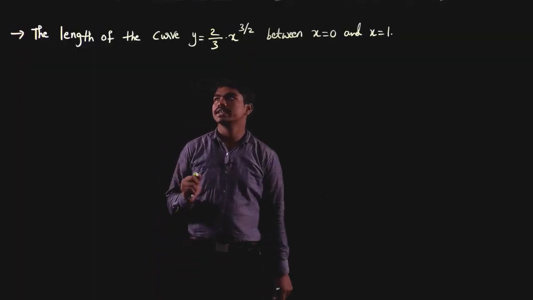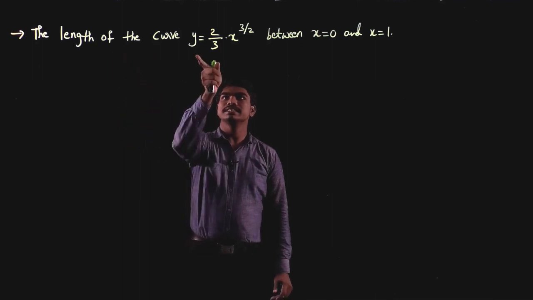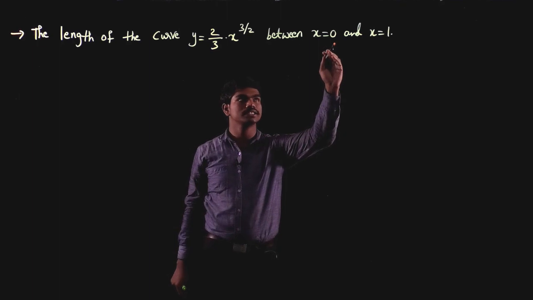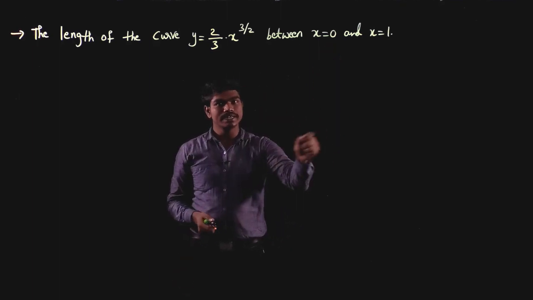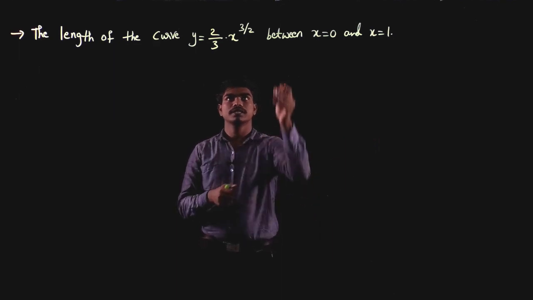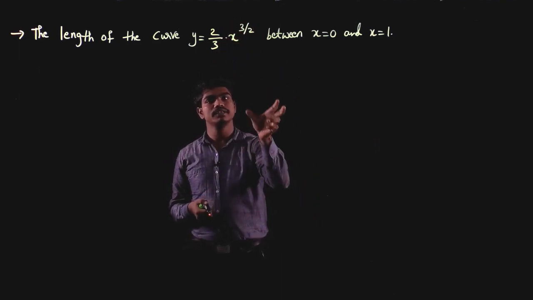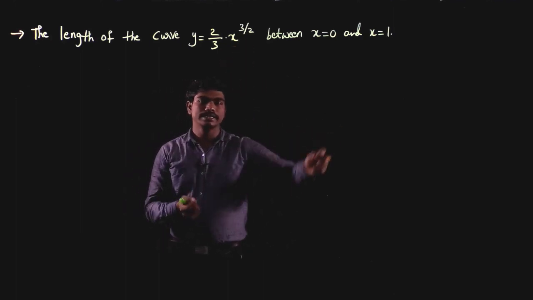So this is one question that came in GATE in previous years. The question is: the length of the curve y is equal to 2 by 3 into x power 3 by 2 between x is equal to 0 and x is equal to 1. Actually, if the curves are of regular geometry, you can directly measure the length. But for curves such as this one, we have a different technique by which we will find the length of the curve. Because if the curve is irregular, we can't directly measure the length.